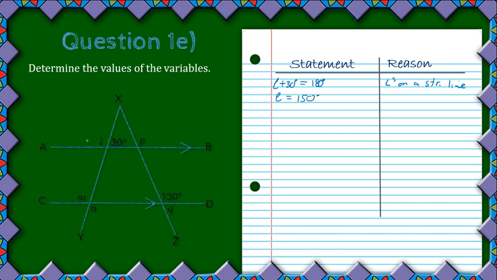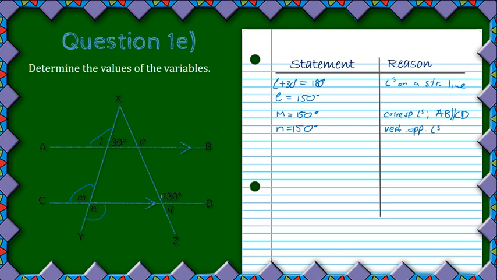Alright, then M. Now, L and M are corresponding angles, and we're given that AB is parallel to CD. So that means that M is also 150 degrees. And our reason is corresponding angles where AB is parallel to CD. Right, and then N. M and N, what are they? They are vertically opposite to each other, so that means they are also equal. So N is equal to 150 degrees, where they are vertically opposite angles.